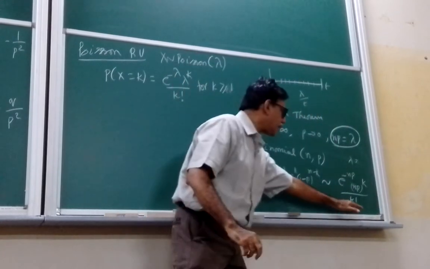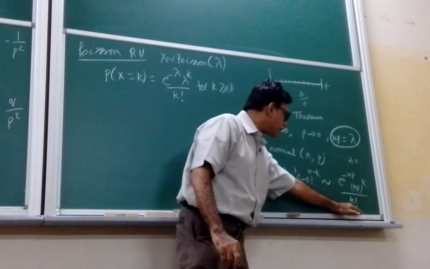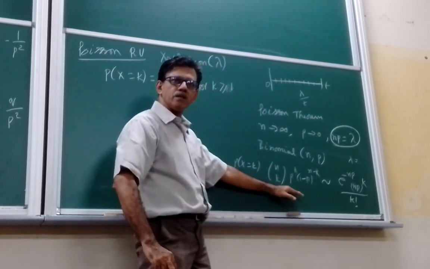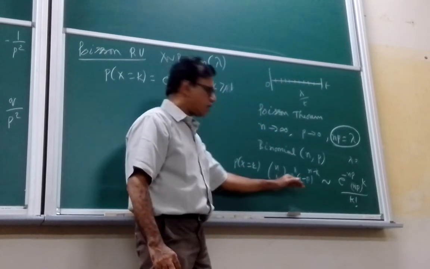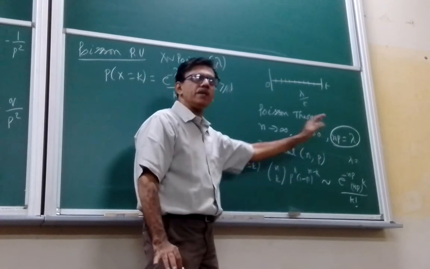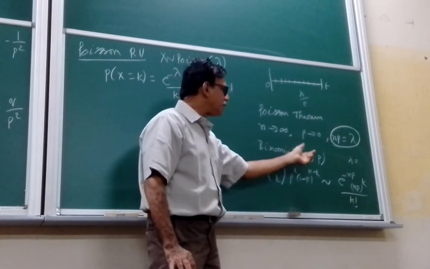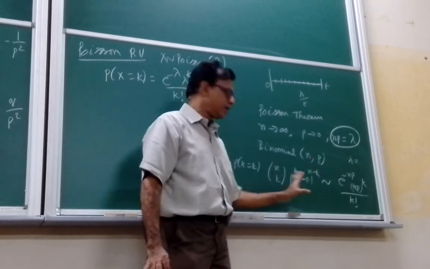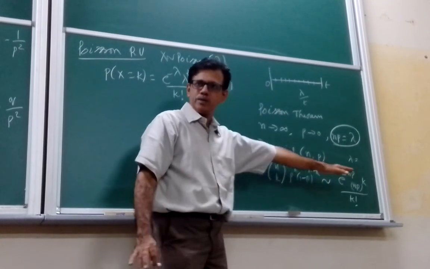So this Poisson approximation is a good approximation for a binomial expression when n is large, p is very small, and np is a constant. Then you find np and use it as lambda in the Poisson one, and whatever you get here, you will get.